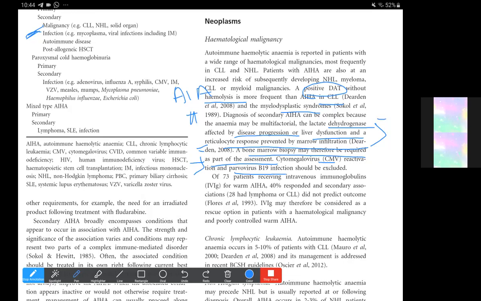Of the 78 patients receiving intravenous immunoglobulins, IVIG, for warm autoimmune hemolytic anemia, 40% responded, and secondary associations did not predict outcome. So intravenous immunoglobulin may therefore be considered as a rescue option in patients with hematological malignancy and poorly controlled warm autoimmune hemolytic anemia.